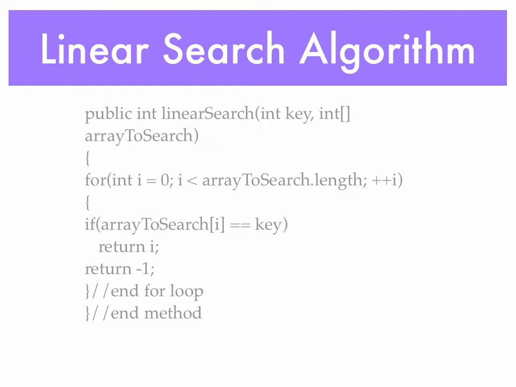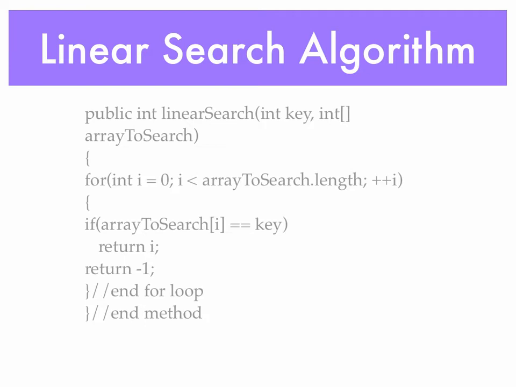And we'll simply ask the question, is what we find at position i equal to the key? If it is, I return i, and my method ends. If not, I continue through the loop. If we go through the entire loop without finding that key in the array we're searching through, we'll return -1. That's a very simple algorithm.